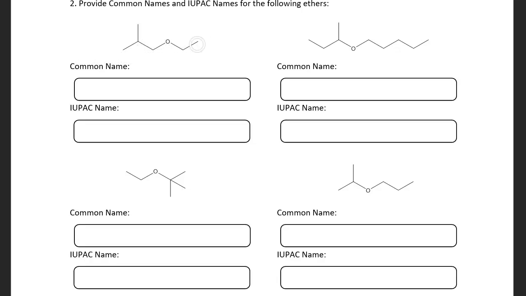So for the common names first, we're going to call it an ether, which means we need to specify what both of these groups are. So this right here is an ethyl group, and this right here is an isobutyl group. So in looking at the name, for the common name, start out by saying all of them are ethers. So that's a good starting point. If you say the common name of an ether, it always ends in ether.